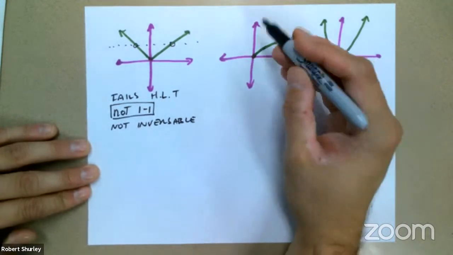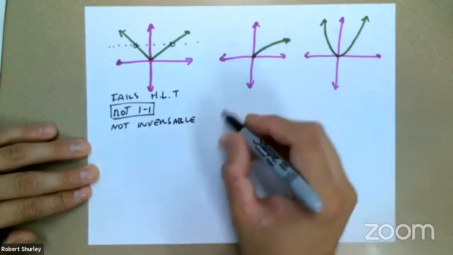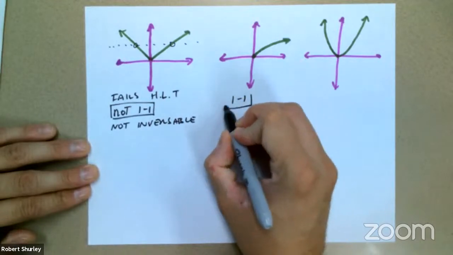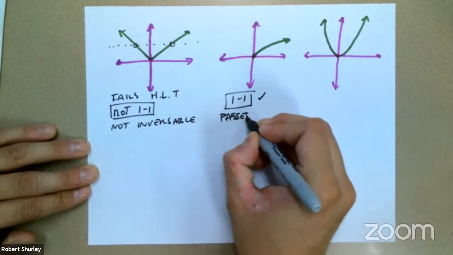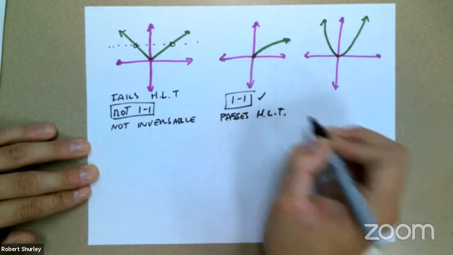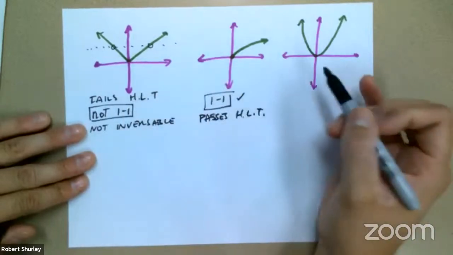That second graph, though, look, it would pass a vertical line test. It would also pass a horizontal line test. So therefore, this is one-to-one, okay? It passes the horizontal line test. Now, the quadratic is a lot like the absolute value.